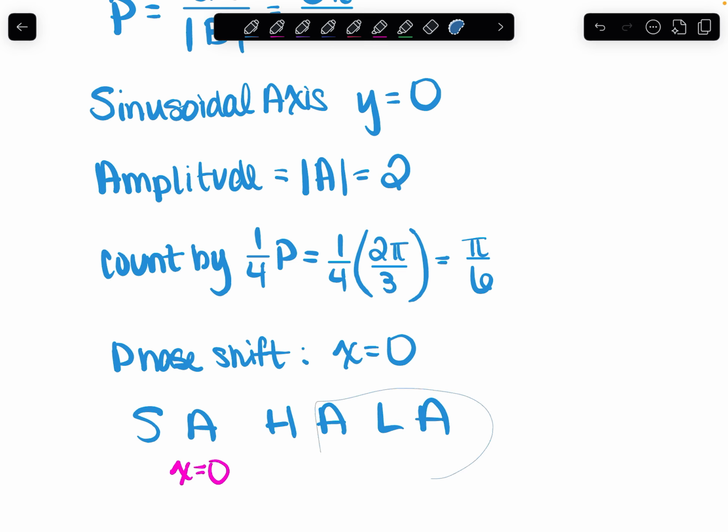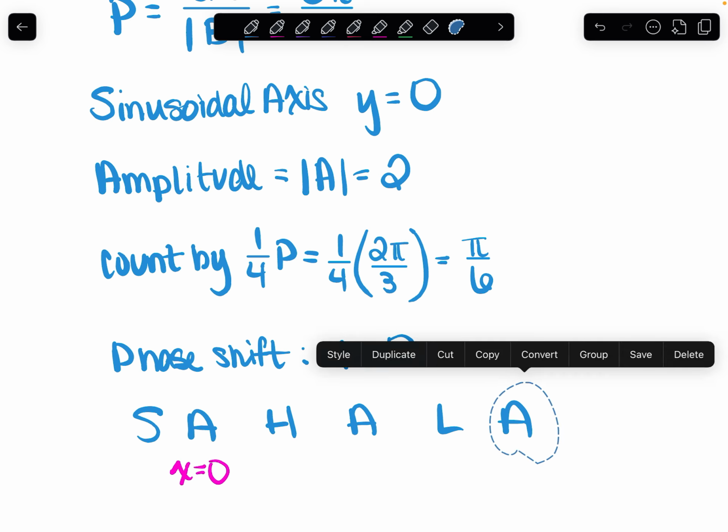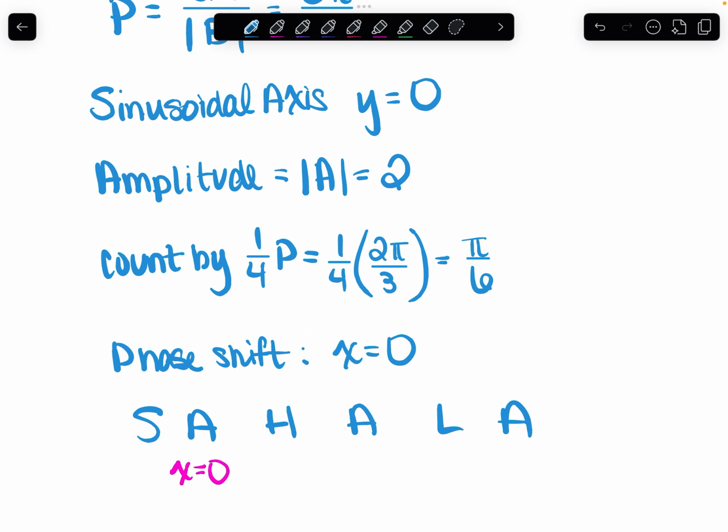Let me scooch this stuff over a little bit. And then from there, we add the count by each time to get the next critical value. So the next critical value, the next x value, is going to be 0 plus pi sixths, which is going to be at pi sixths. Then we add another pi sixths, so that would be 2 pi sixths. Make sure you get them simplified. So that would be pi thirds. And then another pi sixths, so 3 pi sixths, which is pi halves. And then another pi sixths, so 4 pi sixths, which is 2 pi thirds.